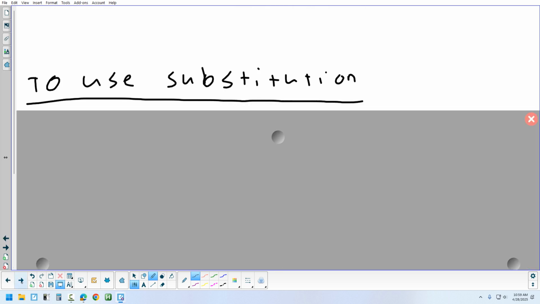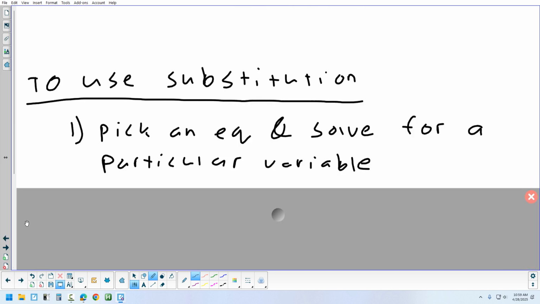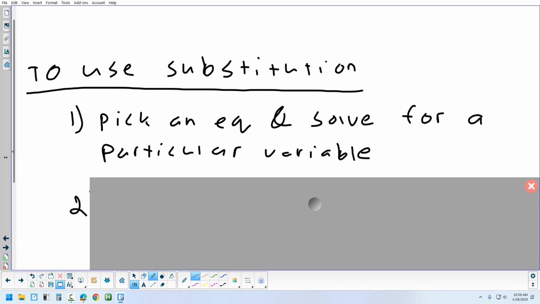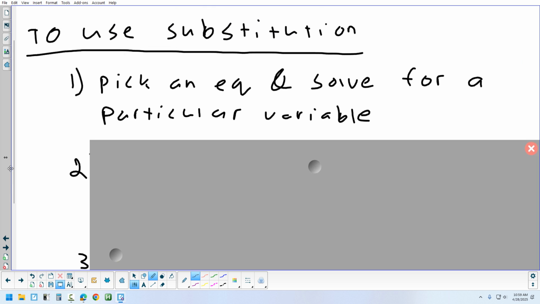So we're going to use substitution. There are three main steps when you are using substitution. The first step is you have to pick an equation, and then once you pick an equation, pick a letter to get by itself.